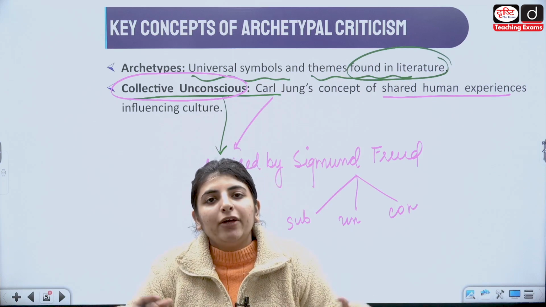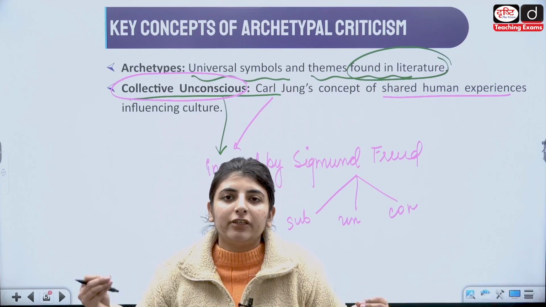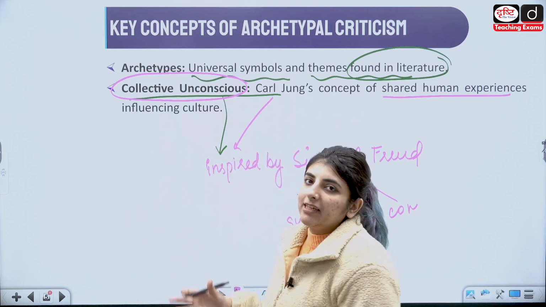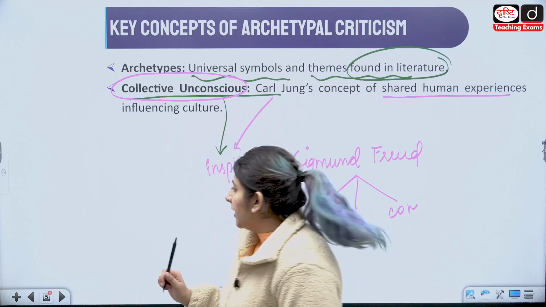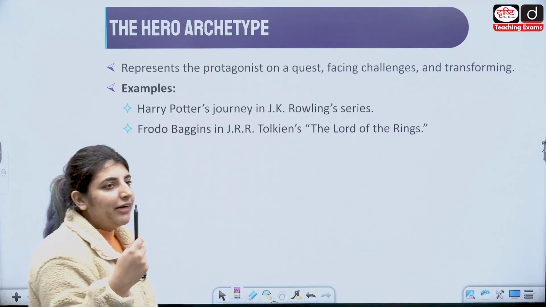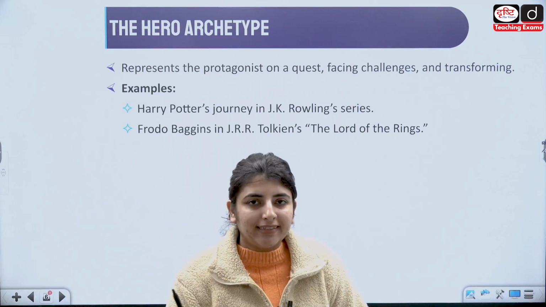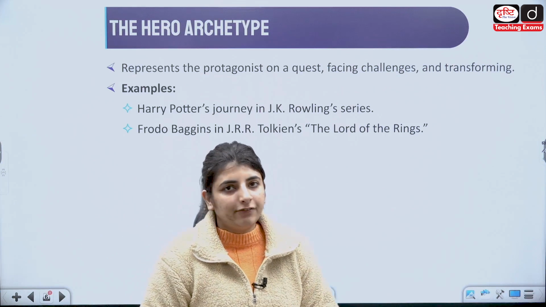So what are the shared human experiences, and how they come across universally in different cultures, is what Jung tries to give us with the term or concept collective unconscious, right? Now, let's move ahead and try to understand, through certain examples, the different archetypes that we usually come across in the field of literature.